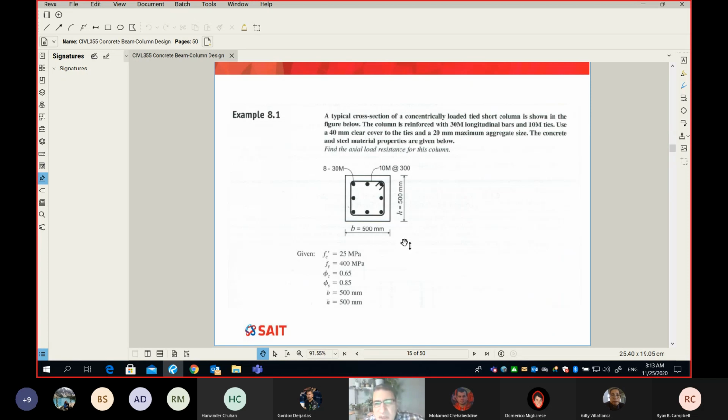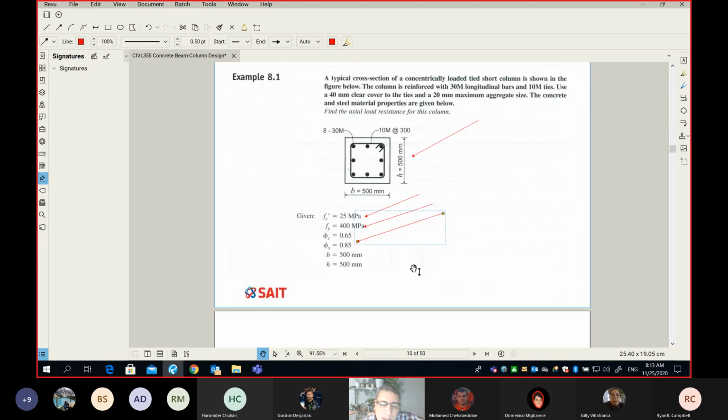In this example, I have this cross section. My column cross section is a square, 500 by 500, and it is reinforced with 8 30M vertical bars and 10M ties at 300 millimeter on center. About the material, the concrete is 25 MPa, and the rebar is 400 MPa, and some other constants that we know: phi s is 0.85 and phi c is 0.65.